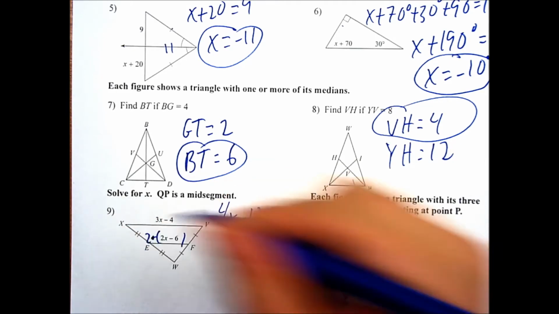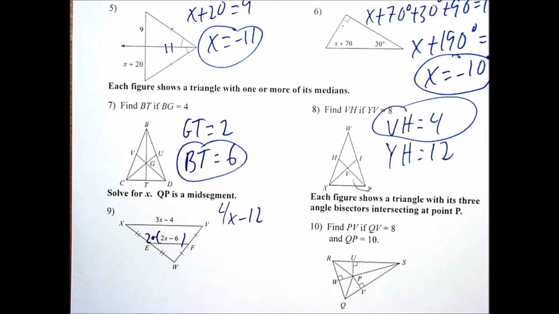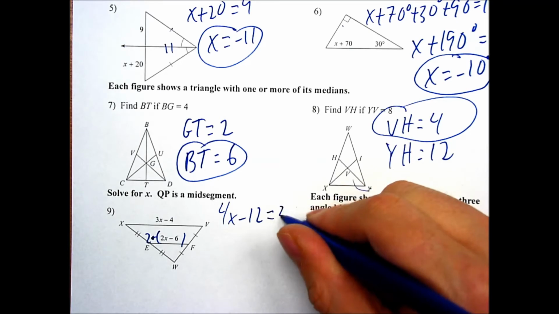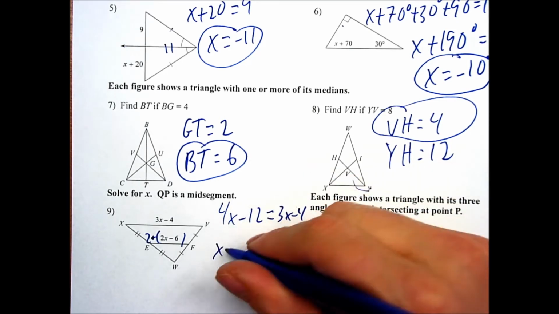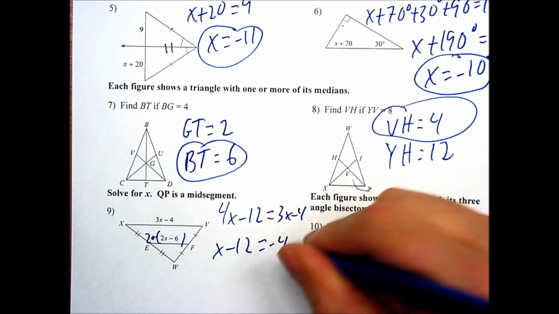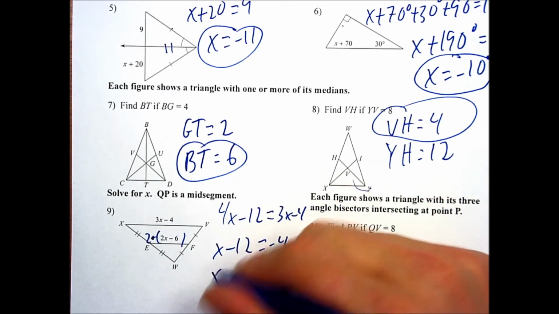2 times 2x is 4x. 2 times negative 6 is 12. And this will equal 3x minus 4. Taking 3x from 4x will yield x minus 12. And adding 12 to the negative 4 will yield x equals 8.